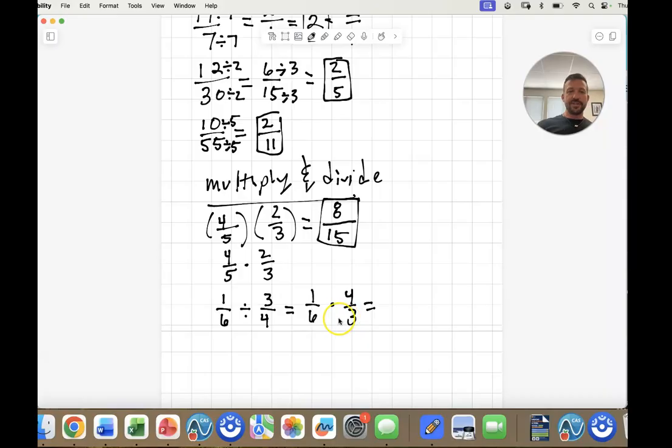Now we made it multiplication. So it switched from being a division problem to a multiplication problem. And these are easy. So 1 times 4 is 4. 6 times 3 is 18. Okay, and then you're done. But you're not done. You got to simplify. This is divisible by 2, and this is divisible by 2. So this is going to be 2 over 9. And that's as far as you can go. There we go. You just learned how to multiply and divide.